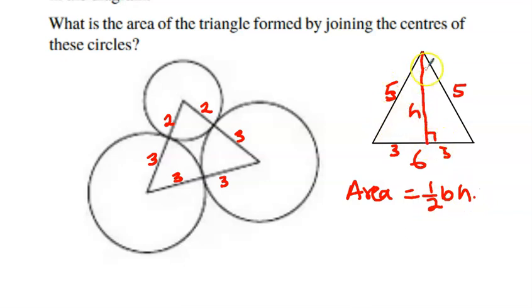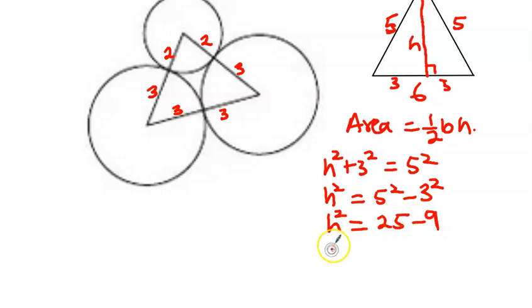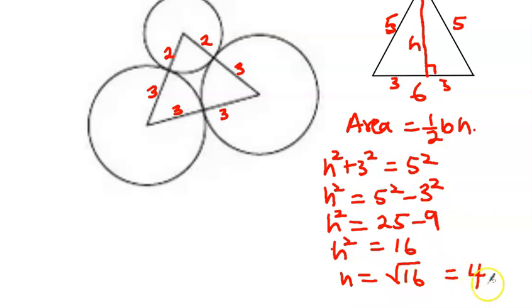Let's look at one of the right angle triangles, and by Pythagoras theorem we can say that h squared plus 3 squared is equal to 5 squared. So h squared will be equal to 5 squared minus 3 squared. h squared is 25 minus 9. When you subtract, we have 16. So h will be square root of 16, which is 4.